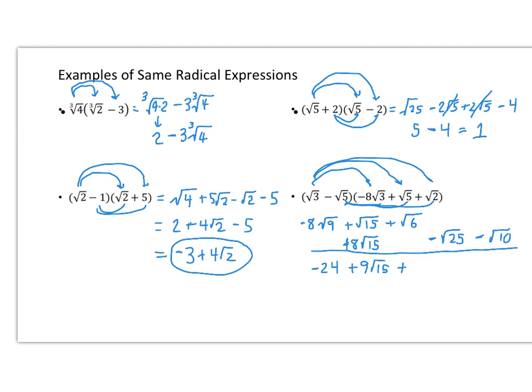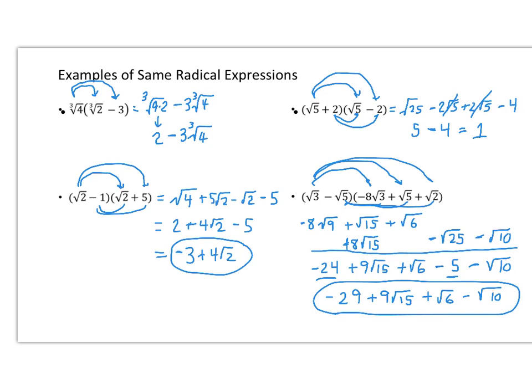We get a plus square root of 6, a minus 5 when we take the square root of 25, and then a minus square root of 10. And you'll notice that the 5 and the 24 can add together, so we end up with a minus 29 plus 9 square root of 15 plus square root of 6 minus the square root of 10. And so that is our answer here for this particular problem.